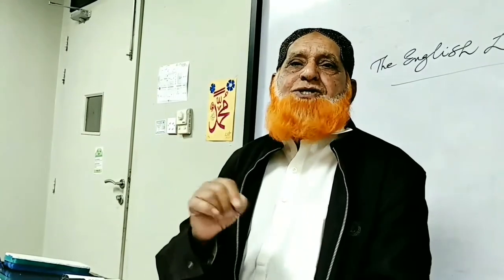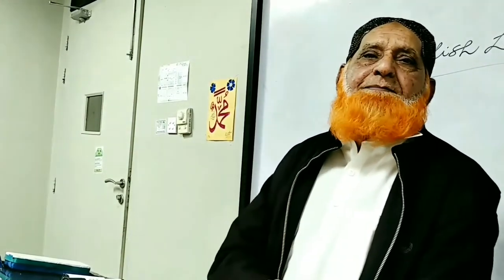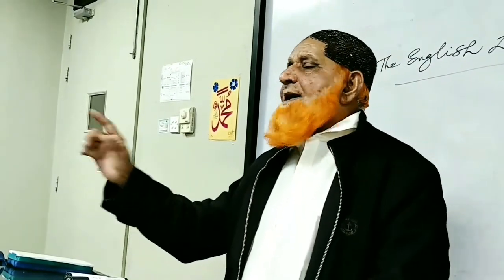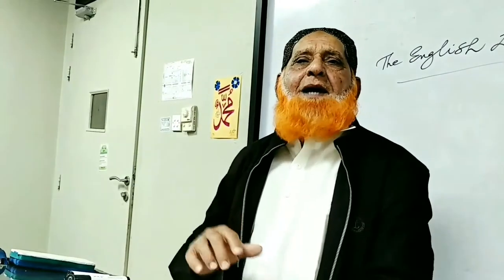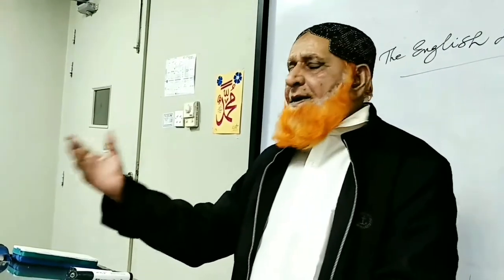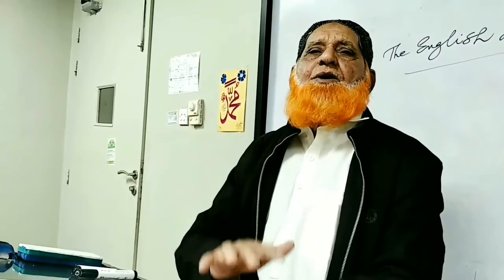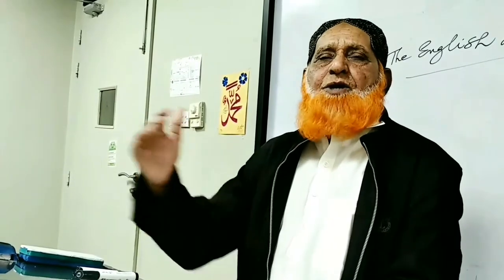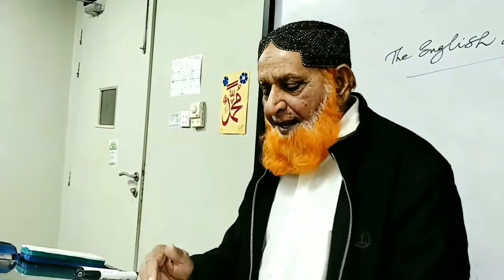For example, H-U-M-O-U-R is British English. In American, the U is not there: H-U-M-O-R. Rumor, meaning afwah: R-U-M-O-U-R is British English, R-U-M-O-R is American English. Colour, C-O-L-O-U-R, is British, and C-O-L-O-R is American.